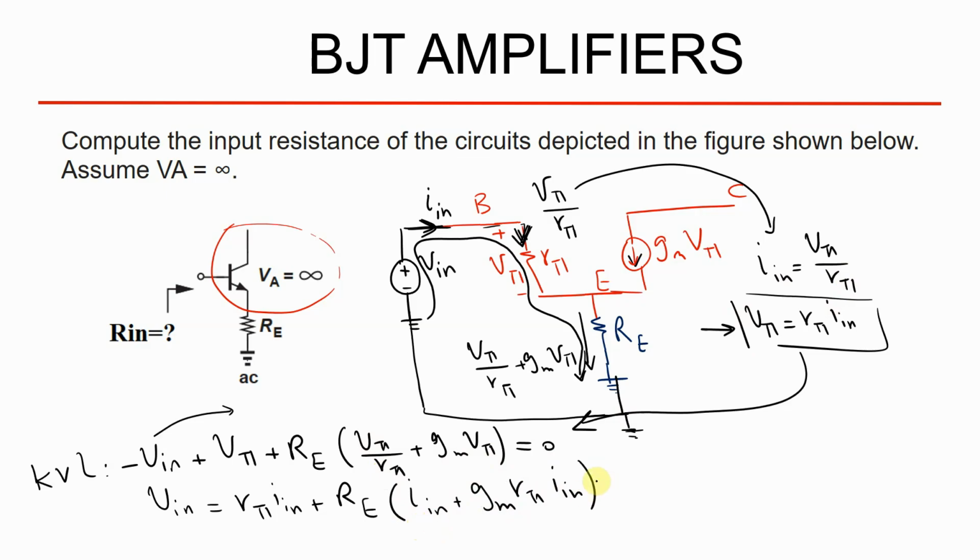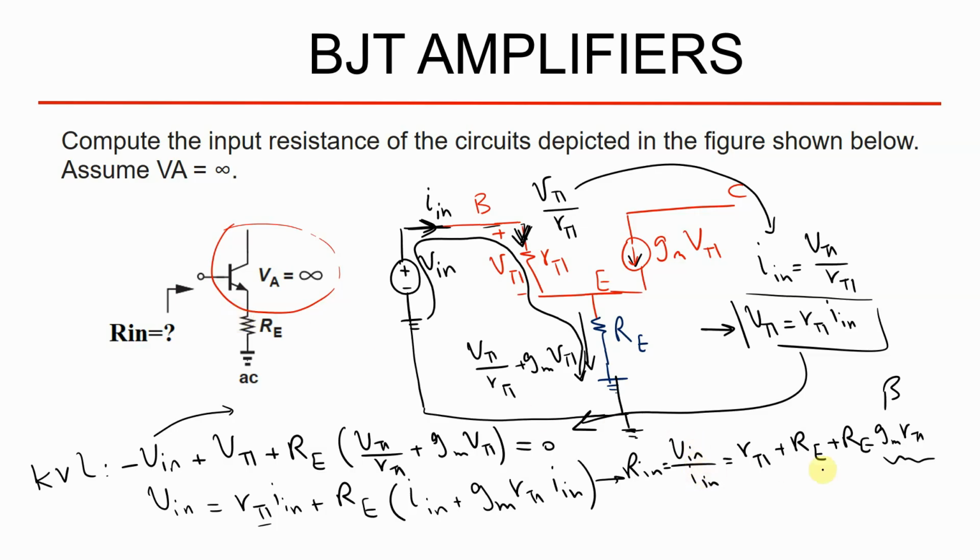So here R in equals V in divided by I in. This is the first term, R pi, plus RE times I in. I factorize I in, okay? And here we have RE times GM R pi. So what is GM R pi? GM R pi is actually beta for this transistor. What is beta? Beta is the fraction of I collector divided by I base.